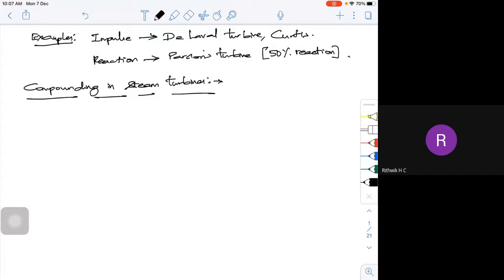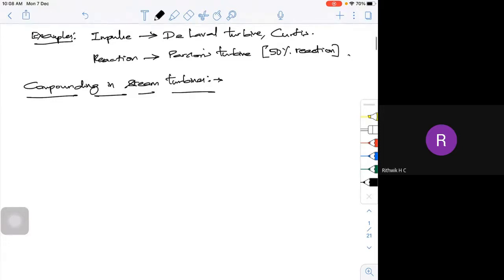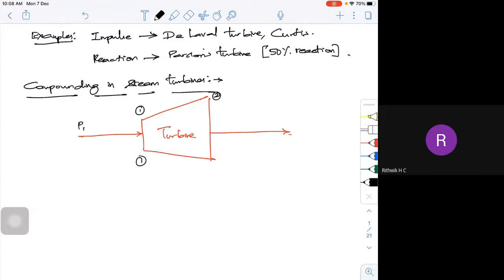I'll try to draw a simple block diagram to make you understand. Suppose I do have a turbine, something like this. So this is my turbine. To the turbine I'll be giving some input, and you get some output. What are the inputs we give? Those are the properties of the steam. So this is input 1 and this is my exit 2.